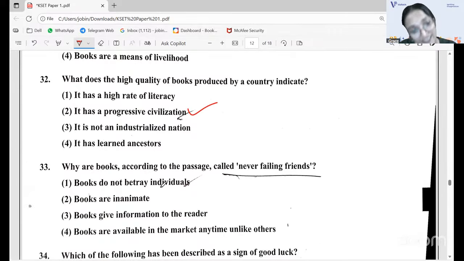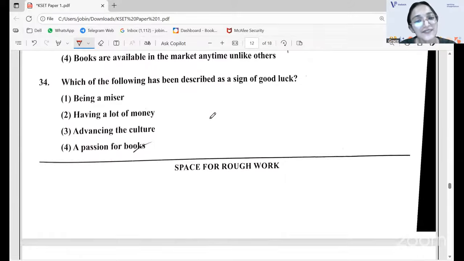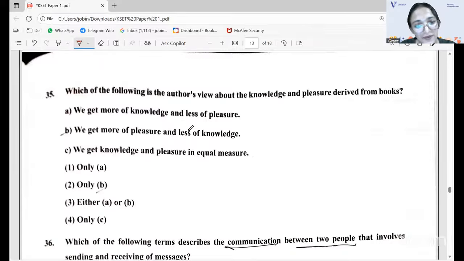The next one, why are books, according to the passage, called never failing friends? It's an interesting one, right? So the right answer is option 1, books do not betray individuals. Which of the following has been described as a sign of good luck? And the right answer is option 4, a passion for books. So I hope you got the right answers. We are moving to the next one.